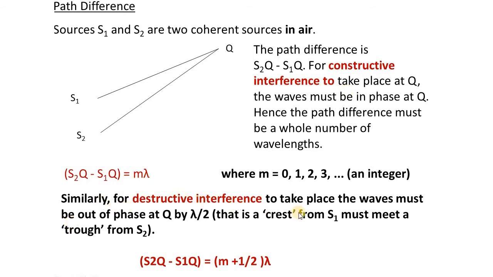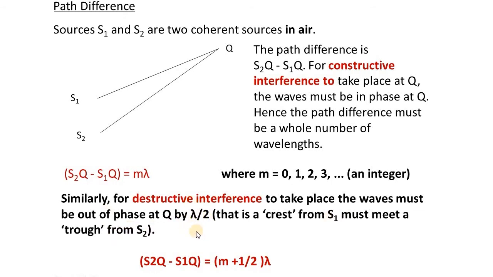Similarly, for destructive interference to take place, the waves must be out of phase at Q, that is, to get a dark band, by a phase difference or path difference of lambda by 2. That is, a crest from the source S1 has to meet the trough from the source S2. This indicates a path difference of lambda by 2 or a phase difference of pi.